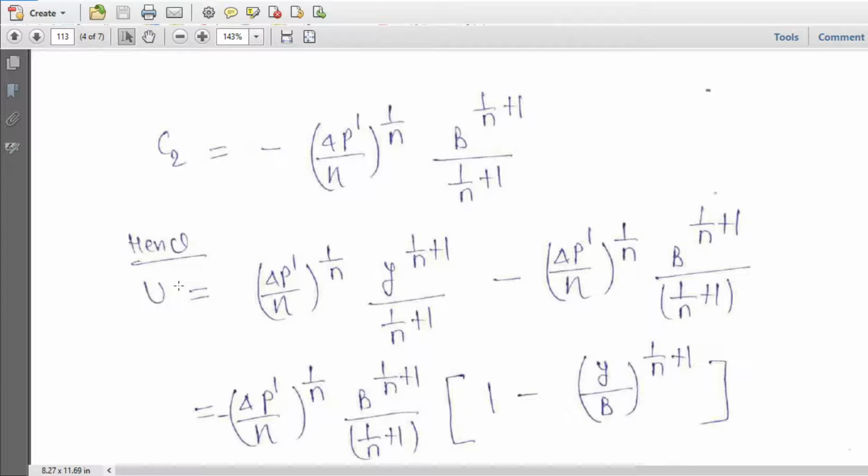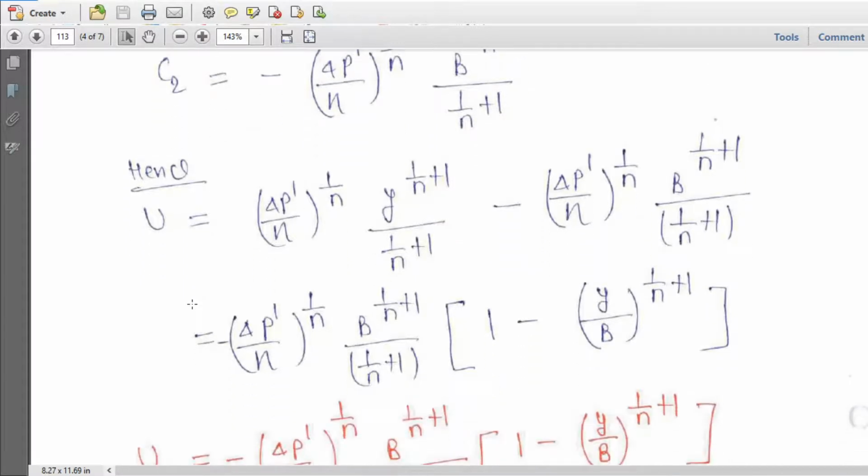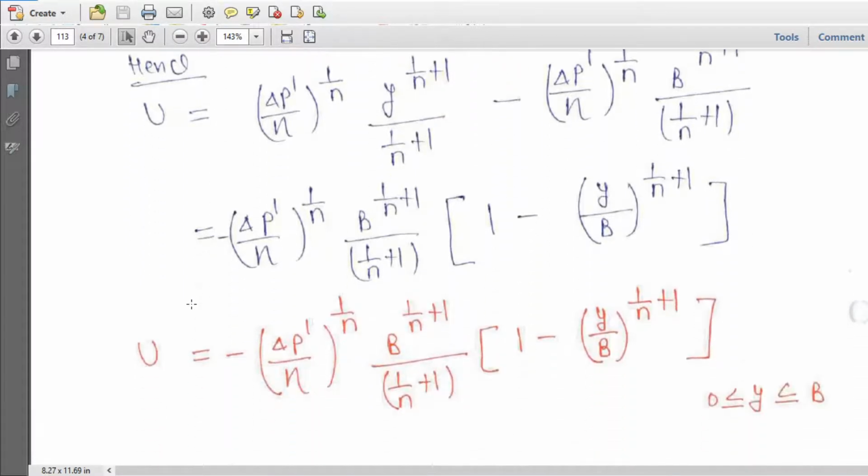So here we will get the u expression by substituting the values of constants c1 and c2. So this final expression for velocity is minus delta p dash upon eta to the power 1 by n, b to the power 1 by n plus 1 upon 1 by n plus 1, bracket 1 minus y upon b to the power 1 by n plus 1. So this expression is valid from 0 to b actually.